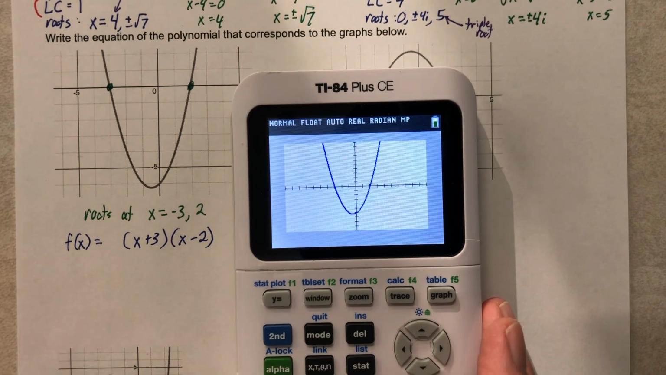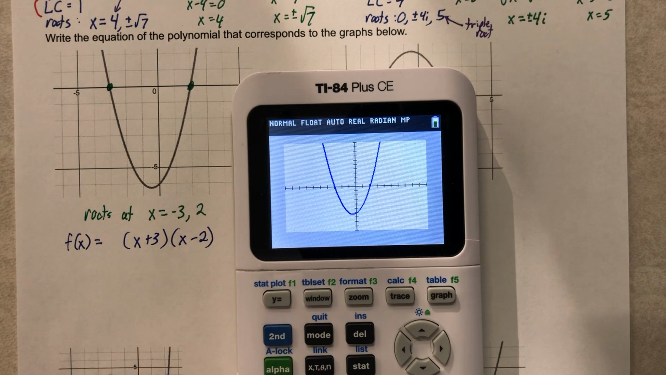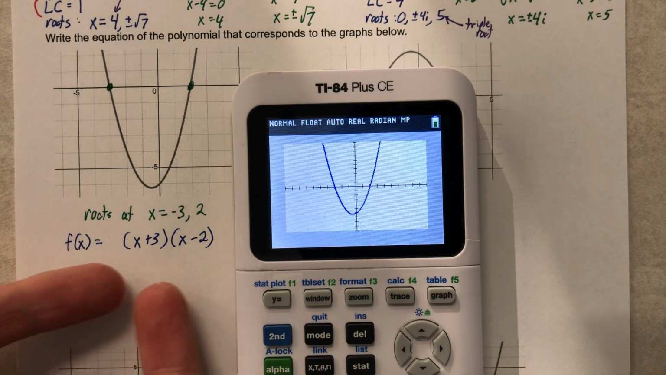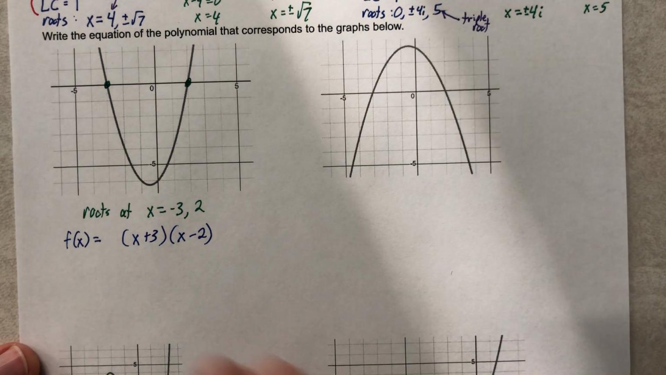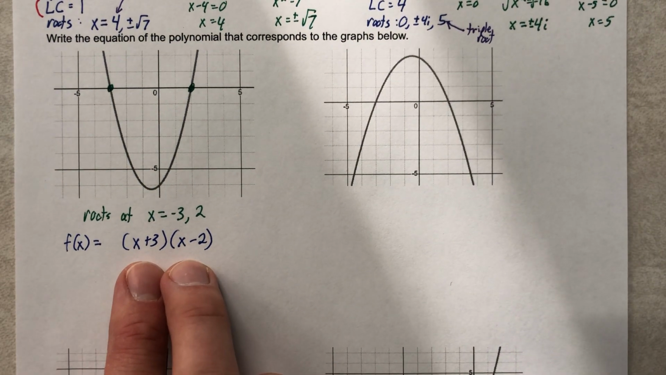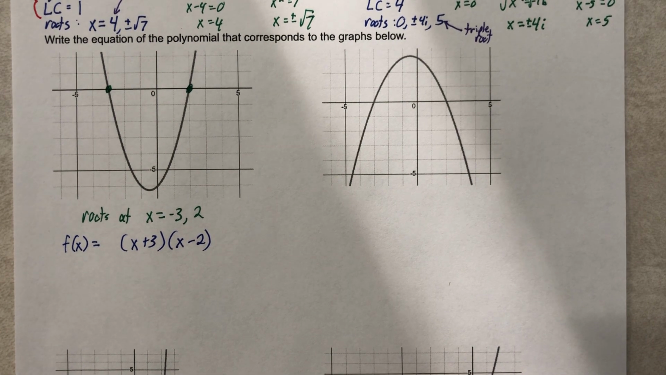If I looked at you and said, hey, what are the x-intercepts of this? You wouldn't even have to think. This is in factored form. Because it is in factored form, I could just say, oh, -3, +2, good to go, done, wipe your hands and go home. You got it. Okay, let's move on to the next one.